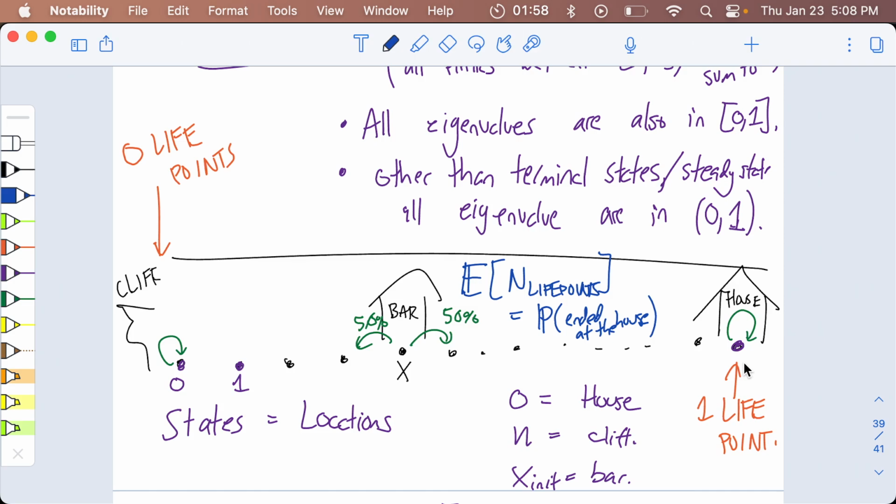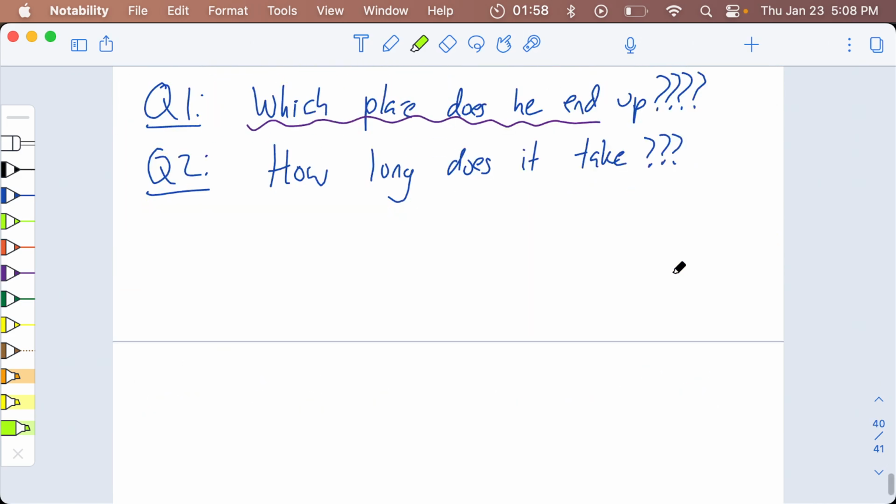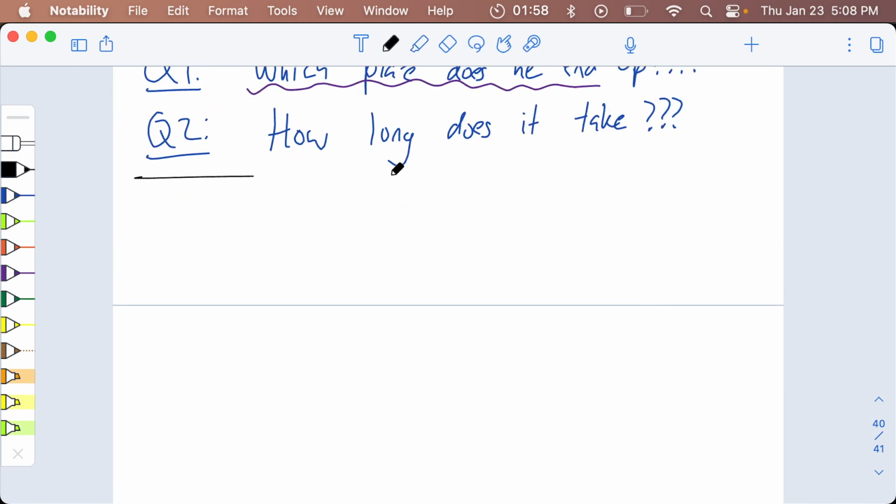So nothing would work. This is going to be a really common issue: how do I cook things up so that if you make it to the house, you get 1 point, and if you make it to the cliff, you get 0 points? 0 is okay, but how do I deal with the 1? Here are some options. I'm going to give you 3 options.